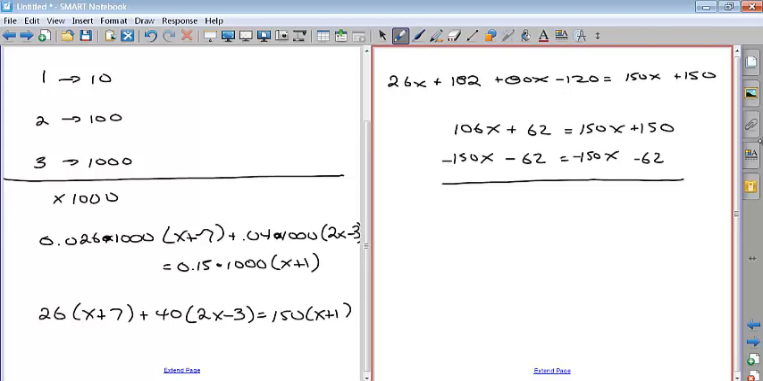You add the two rows, that goes to 0. Here you get negative 44x. If you plug in your calculator 106 minus 150, you get negative 44. This goes to 0. Then you have 150 minus 62, which is 88. It worked out to a whole number, that's amazing. Then you divide by negative 44, and you get x is equal to negative 2.